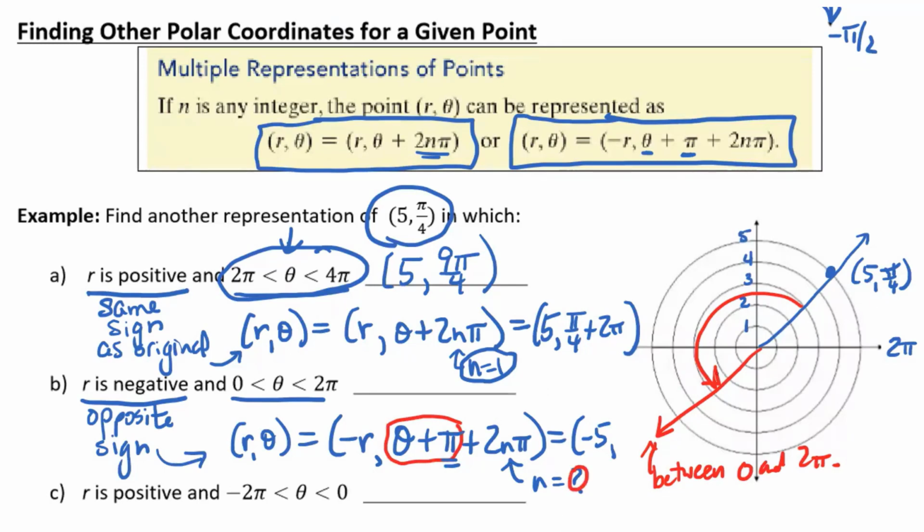So just doing theta plus pi with n equals 0 will work. What is pi over 4 plus pi? 5 pi over 4, right? So this is saying if we go from 0 to 5 pi over 4, and then go backwards 5 units from the pole, we'll end up in the same place. So this is (-5, 5 pi over 4).